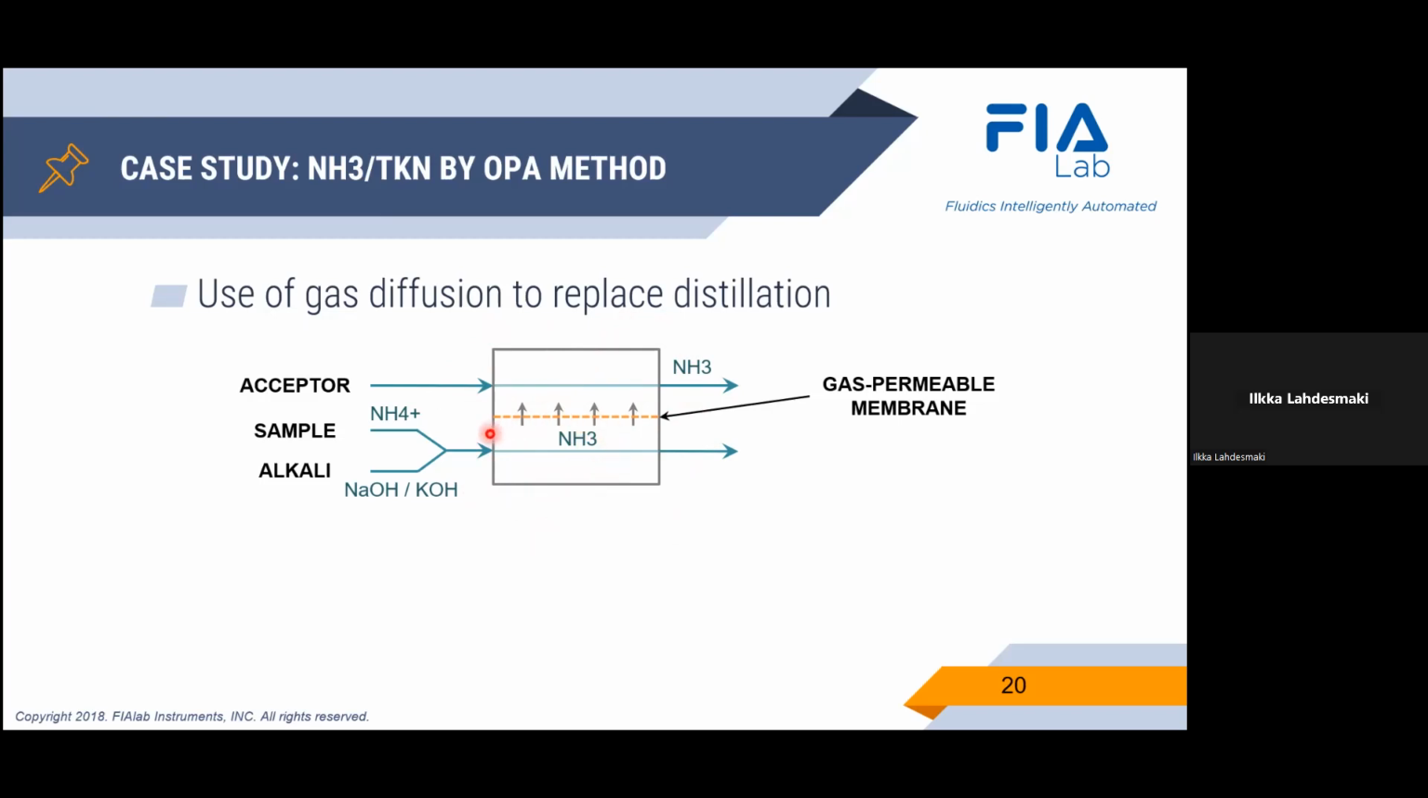On the lower portion, the so-called donor side of the sandwich block, we're bringing in a solution where we have a stream of sample that contains ammonia, probably in the form of NH4+, and then another stream that contains an alkaline reagent, sodium hydroxide typically.